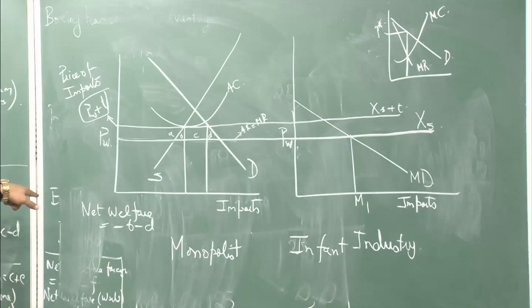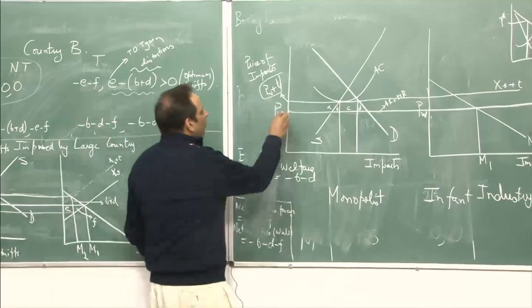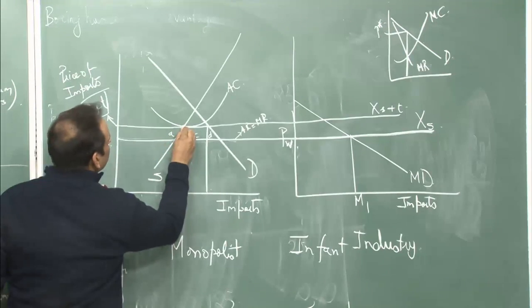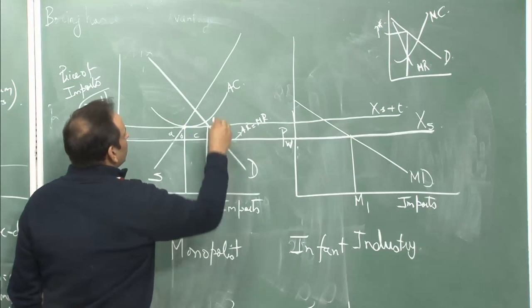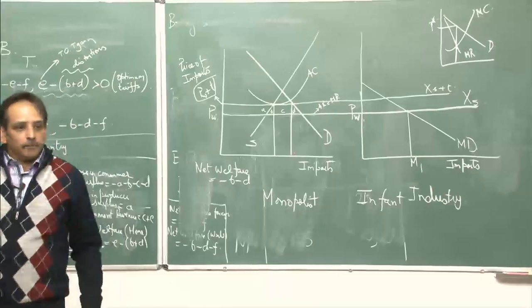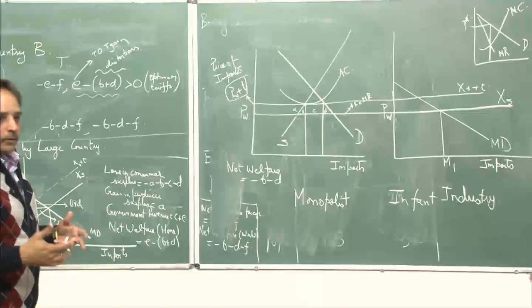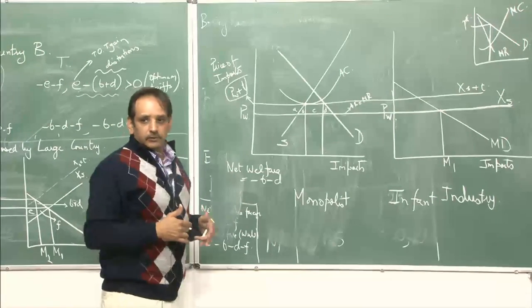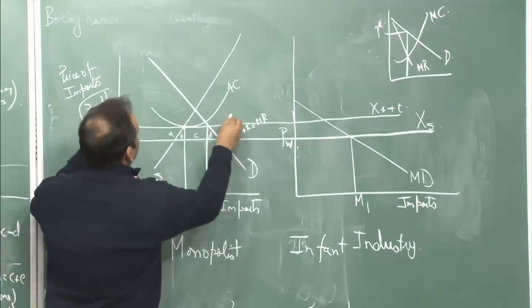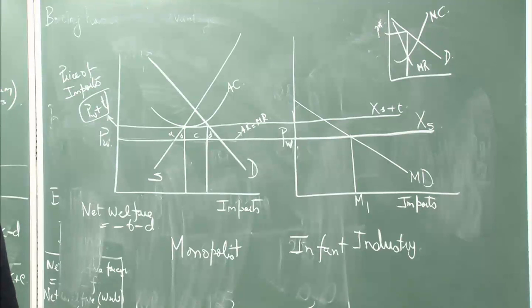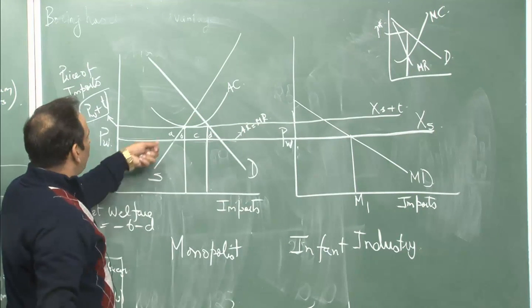So the hope for this small producer is that when this country imposes tariffs, the domestic price would go up. So PW plus T would reach here. If it reaches here, this is the average revenue curve, this is the average cost curve, right? So at least he can sustain his business. Or if the tariffs are imposed, it can go till here where the average revenue is greater than average cost. So this is in a way supporting this particular industry.